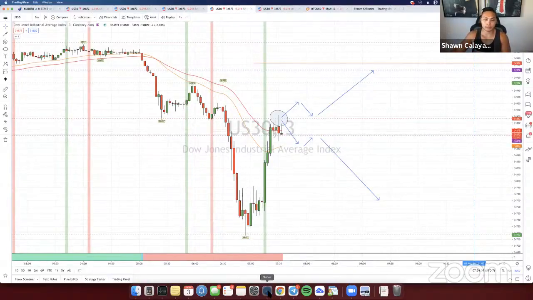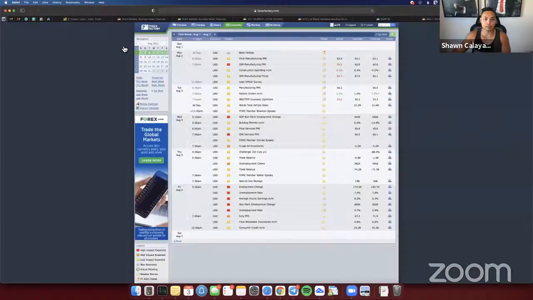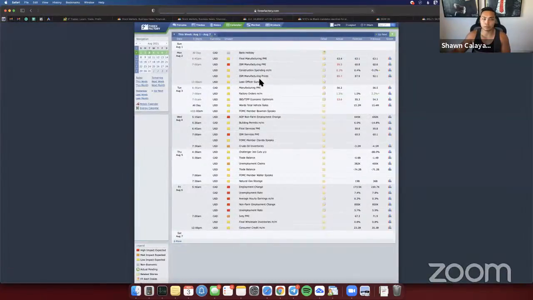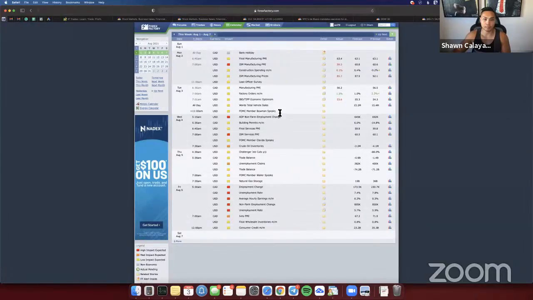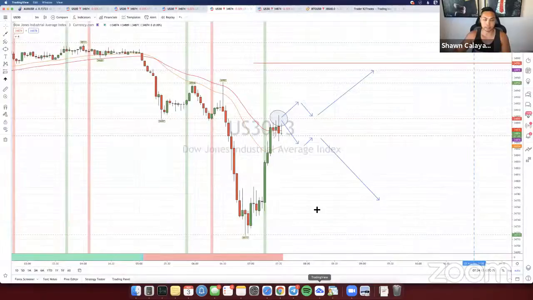Plus, we got the Fed speaking at 11. So just keep that in mind. There's a lot of stuff going on behind the scenes, COVID news, Fed member Bowman speaking at 11. This is probably going to be the main thing today. So just keep that in mind. When he speaks, he can say things that are positive or negative to the economy. And then from there, that's going to dictate where price goes.